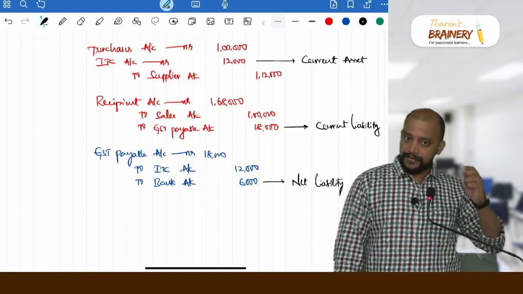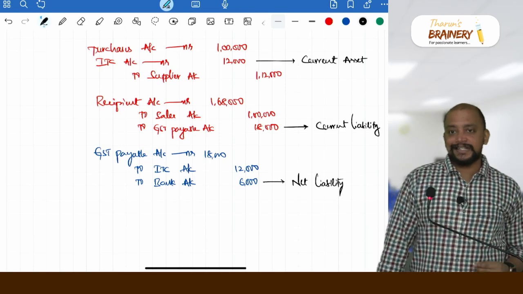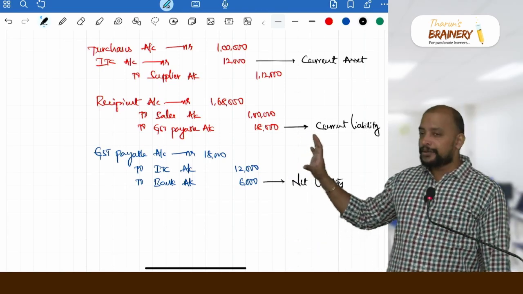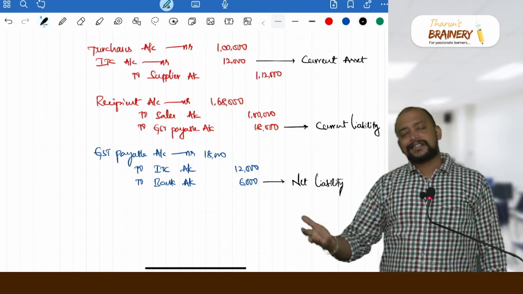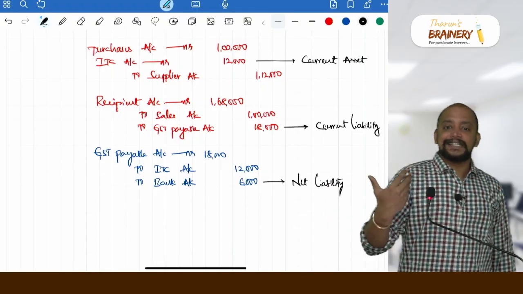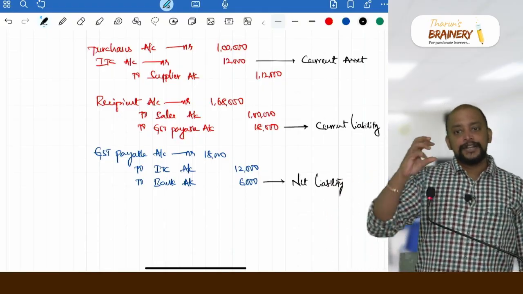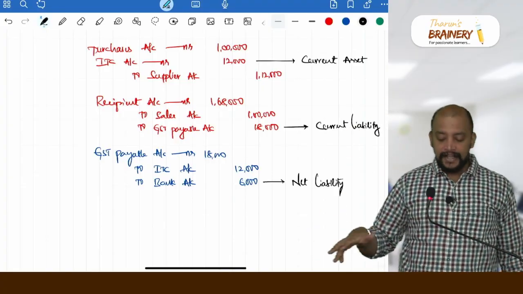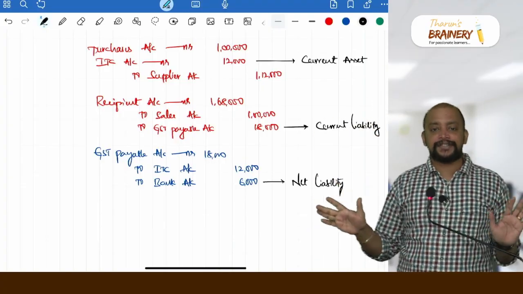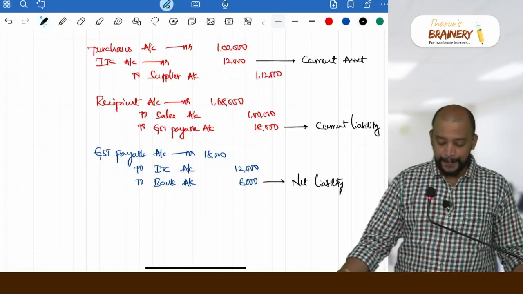We should bifurcate between CGST, SGST and all, but I am just giving you the total. But we will do it like CGST receivable account, SGST receivable account and IGST ITC. So we have to put it headwise, okay? But overall, as a bird's eye view, I am just telling you the total of what we will do, okay?